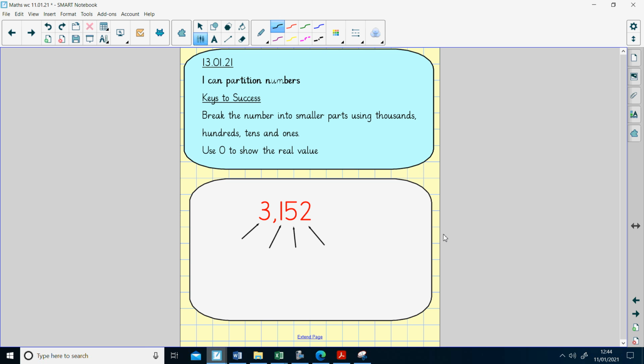So this time I've got a 4-digit number, so I'm thinking about my 3000. The number altogether is 3152. So my 3 is representing 3000. My 1 is my 100. My 5 is worth 50. And my 2 ones is just a 2 on its own. So 3152.